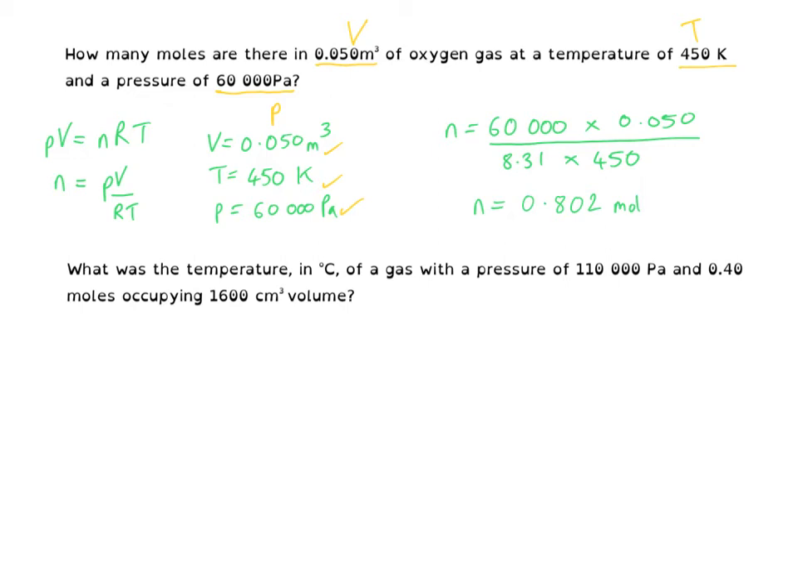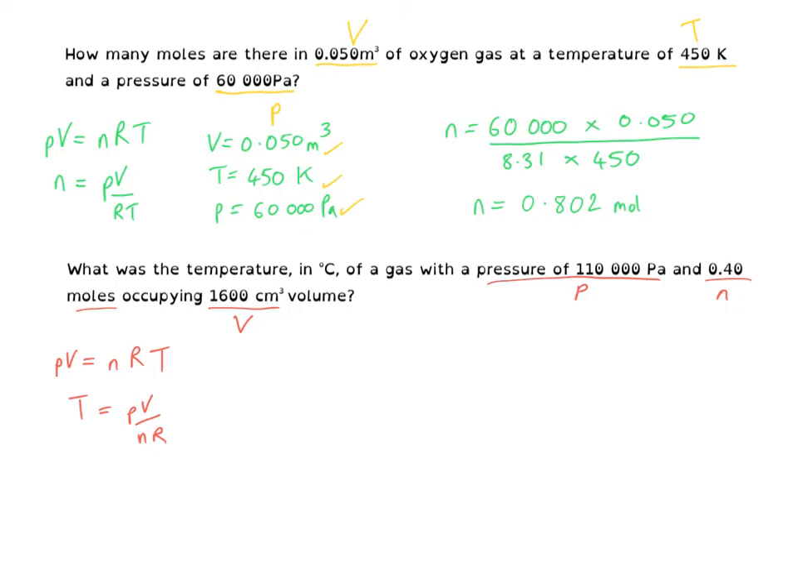And in this second question, what was the temperature in degrees C of a gas that has a pressure of 110,000 pascals, 0.4 moles of gas, occupying a volume of 1,600 cubic centimetres? So again, my suggestion is that you write the ideal gas equation, this time with T as the subject, so T equals PV divided by nR.